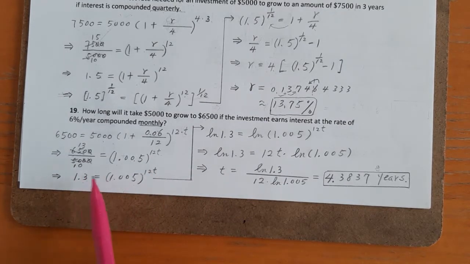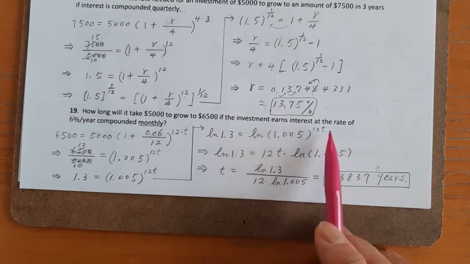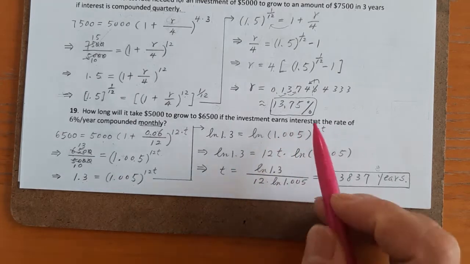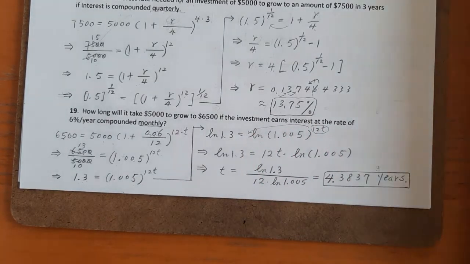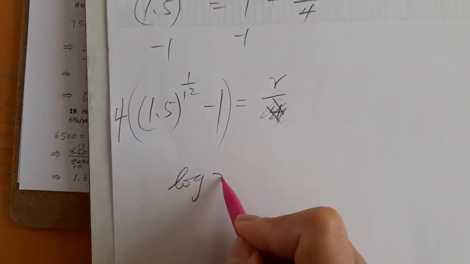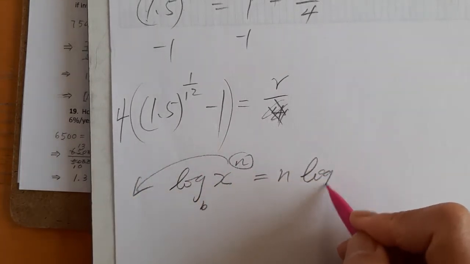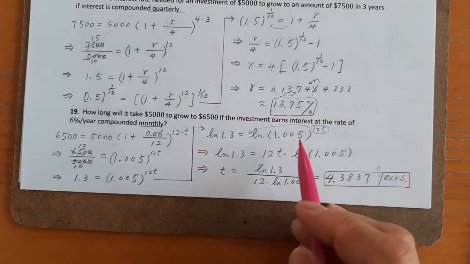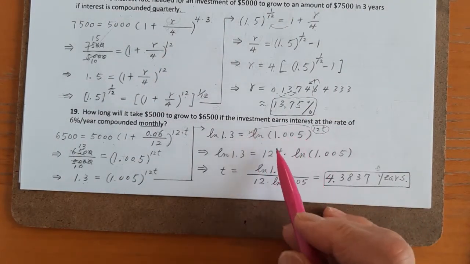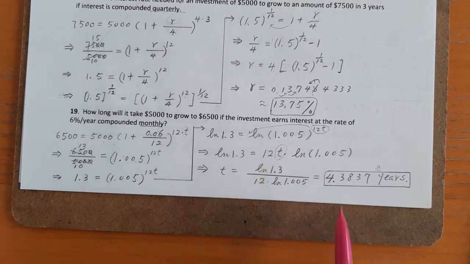To solve for t, we take ln of both sides. So ln 1.3 equals ln of this side. Use the power rule. The power rule is: log base b of x to the power n equals n times log base b of x. So the 12t comes down in front, times ln 1.005.